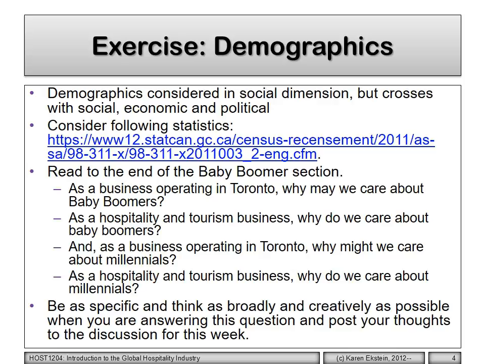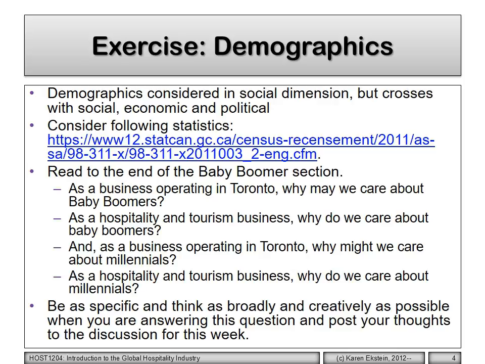The exercise for today's class is summarized in the following. We understand that demographics are considered within the larger social dimension, but really cross over with economic and political dimensions as well. I'd like you to look at the statistics linked here and available in your resources for this week.